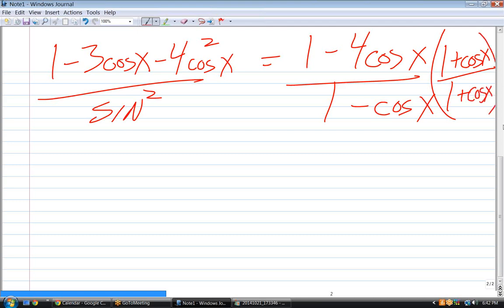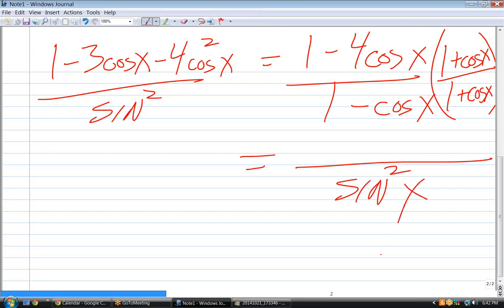Okay. So there's the conjugate, right? The denominator is the conjugate of this, and we have to multiply by the numerator also because we can only multiply by 1. Well, yeah. The denominator turns into 1 minus cosine squared, which is sine squared. So now this numerator times that must be this. And you'll see that it is.